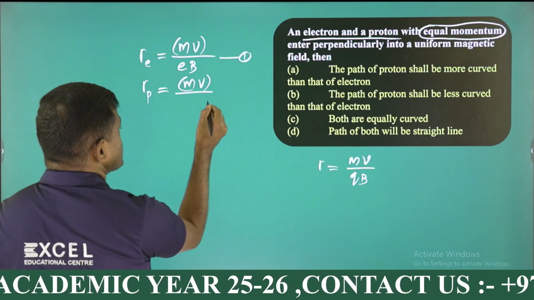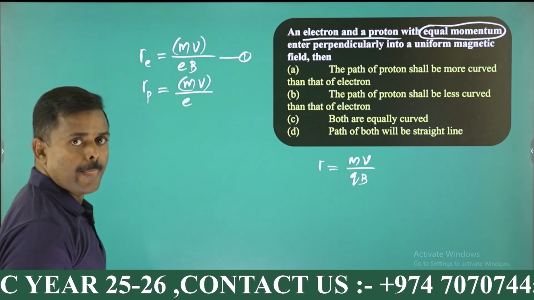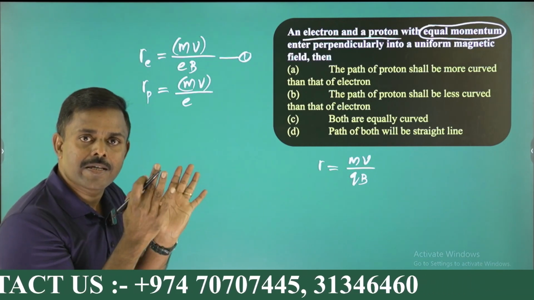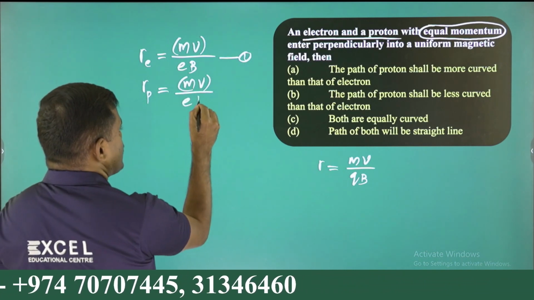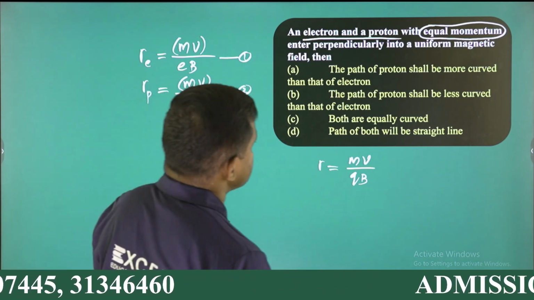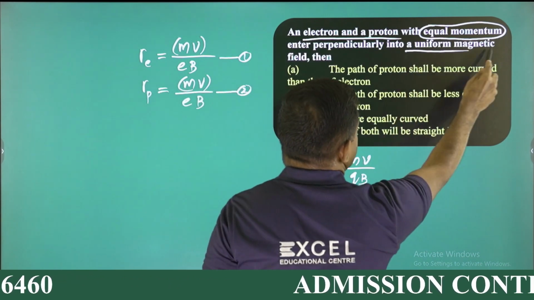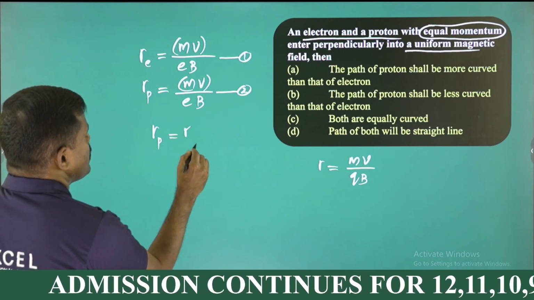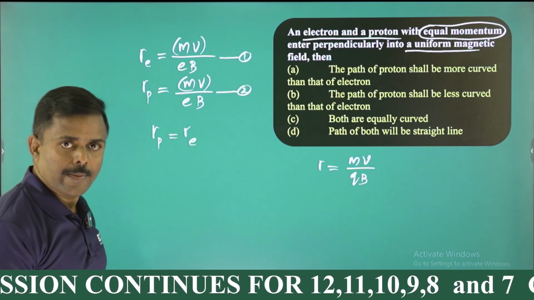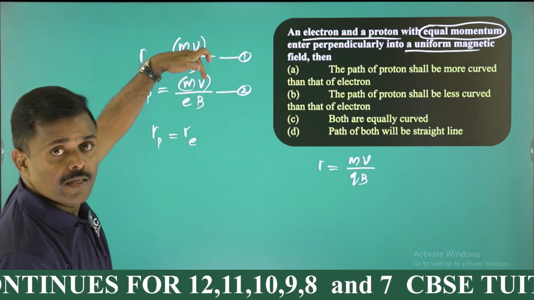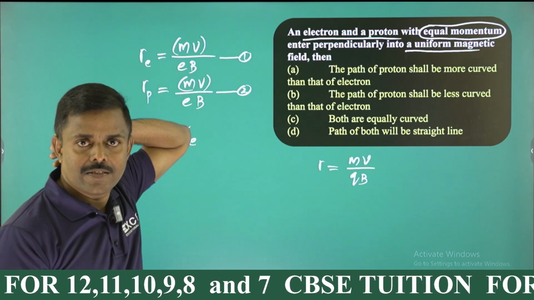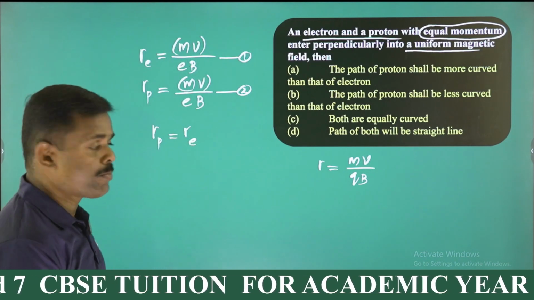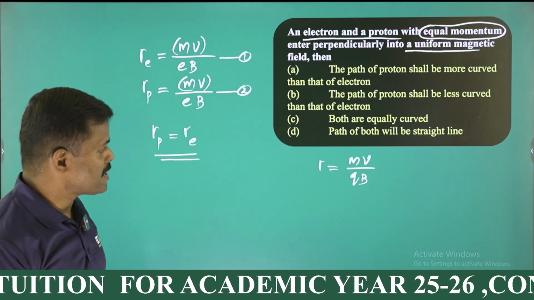Then what about the charge of the proton? That is also e. Don't worry about the signs. Electron is negative, we know that, but still the magnitude is taken. Then the magnetic field is B, the same magnetic field, as both enter a uniform magnetic field. So let's compare them. If you compare this, what do you understand? R proton and R electron are equal. Why? mv, mv, e, e, B, B, all are the same. So the right sides are equal, which means the left sides are equal. Rp is equal to Re.